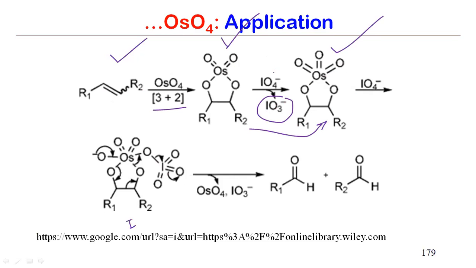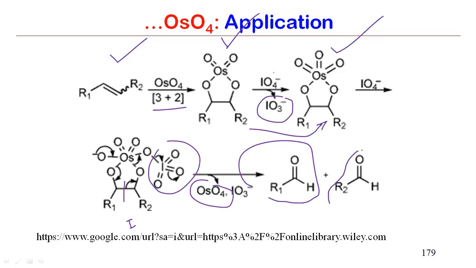And once this intermediate is formed, then it will rearrange in this fashion. You can see here the bond is migrated in this order. This bond will open, and this will give rise to osmium tetroxide being eliminated, IO3 minus being eliminated, and then we have this cleaved carbon-carbon bond giving RCHO, R1CHO, R2CHO. So the two carbonyl groups are regenerated.